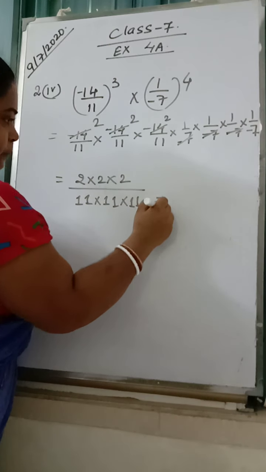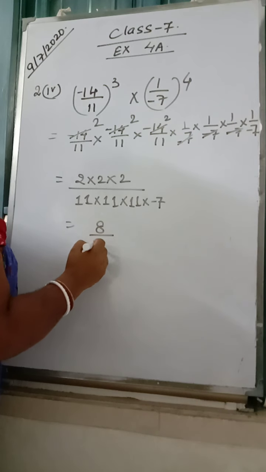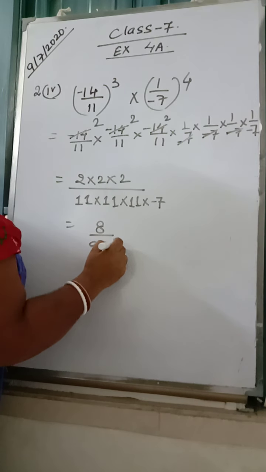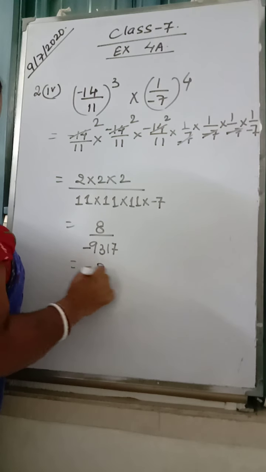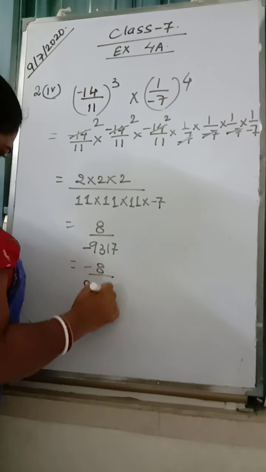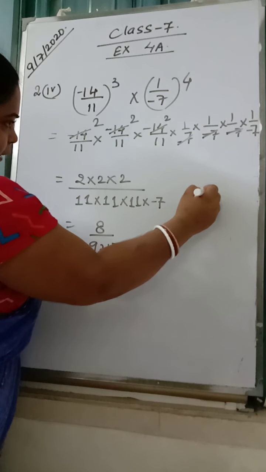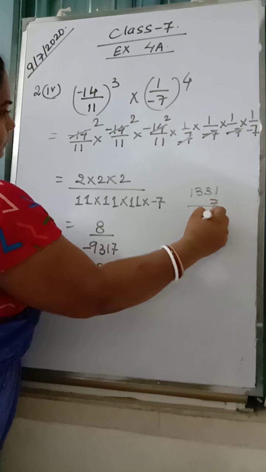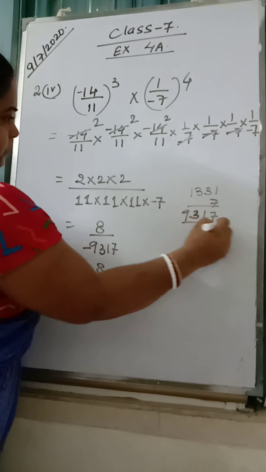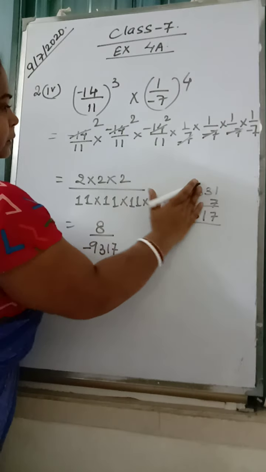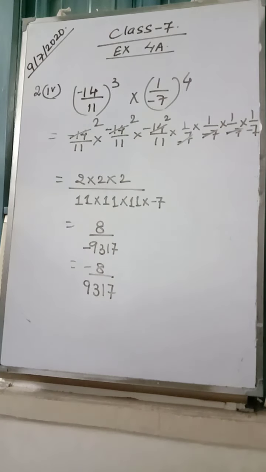So that gives you 8 by 9,317, that is minus, so it will be −8 by 9,317. The cube of 11 is 1,331, into 7. So that I have written here. Write it. This is question number 2, 4.